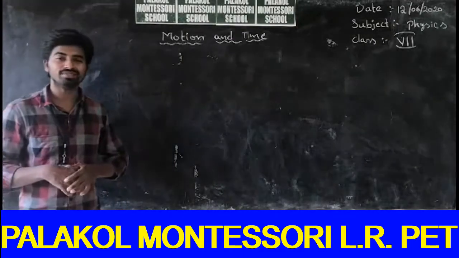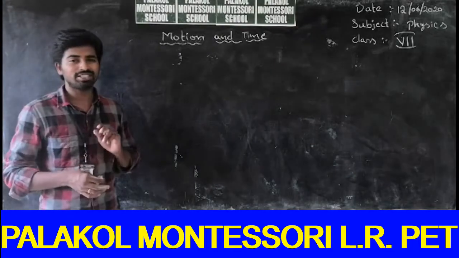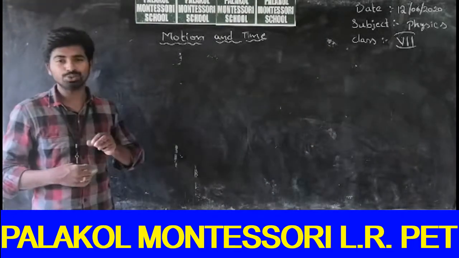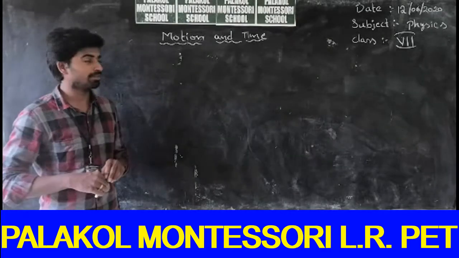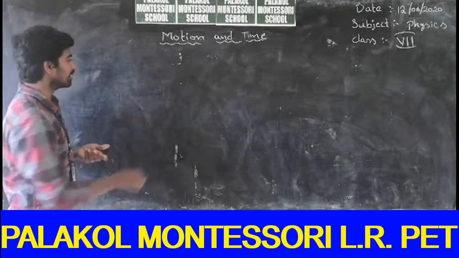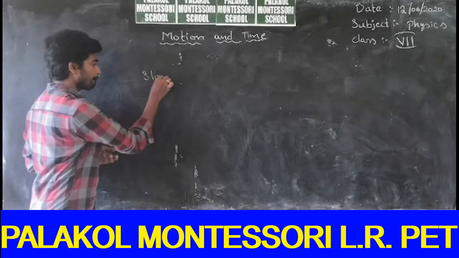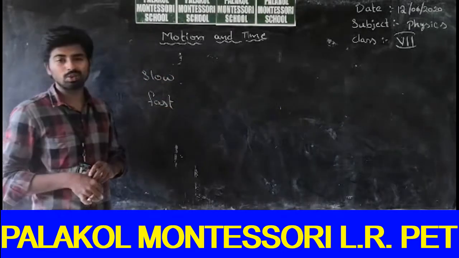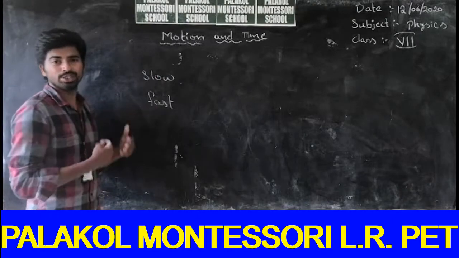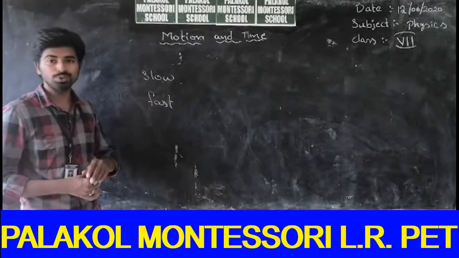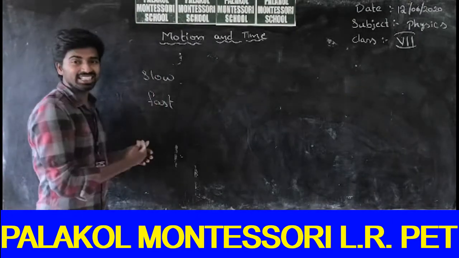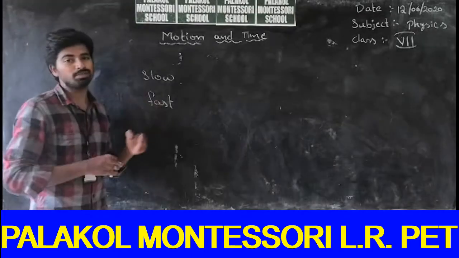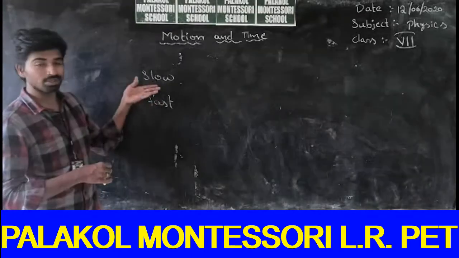So generally in our daily life we indirectly use the concept of time in terms like slow and fast. We use these two terms, slow and fast. These two words indirectly include the concept of time.